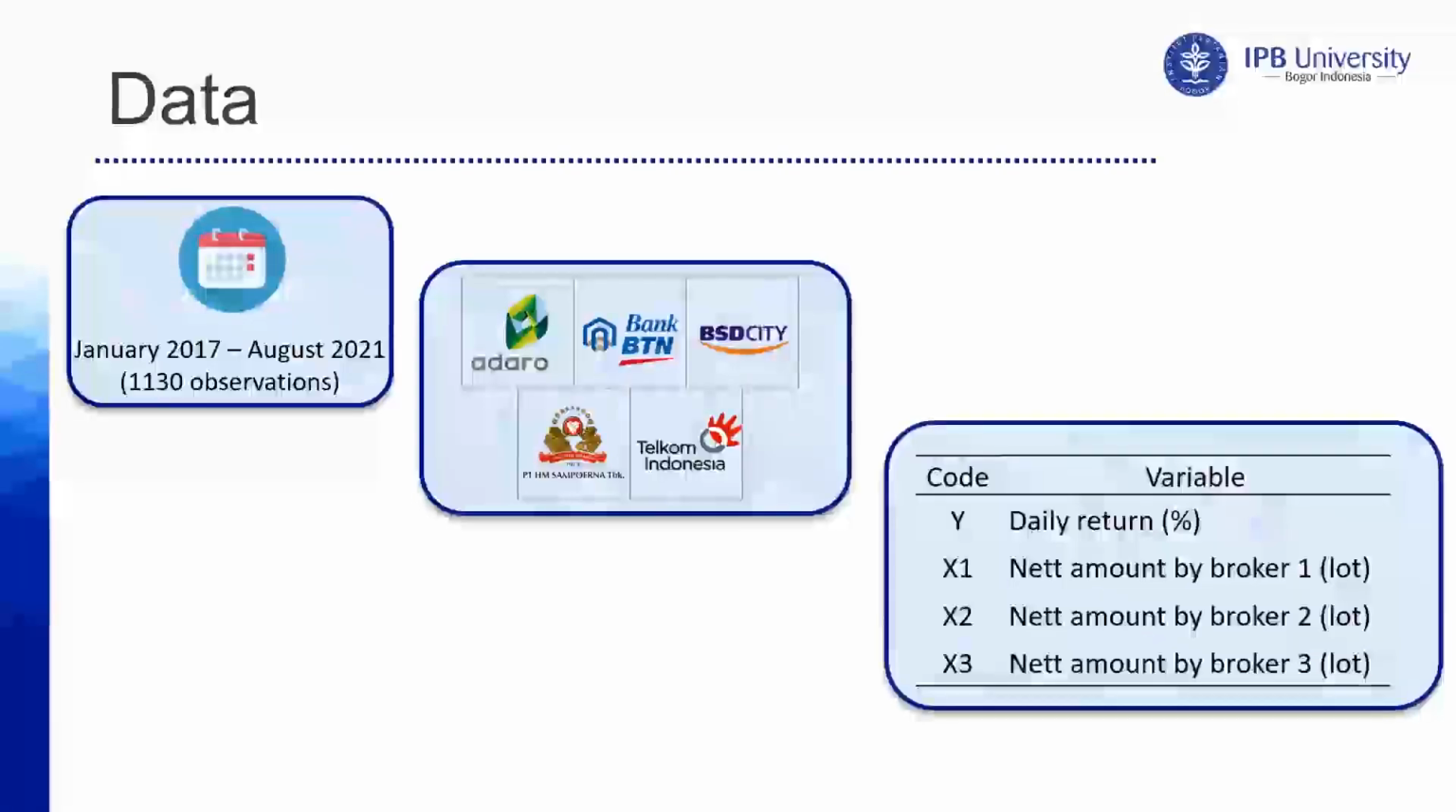The dependent variable is the daily return in percentage, and the 3 explanatory variables are the amount of net transaction by each broker. The daily percentage return is chosen because it is more likely to be stationary rather than the price itself. And we know that price tends to have a trend, which is not what we expect for stationary data.